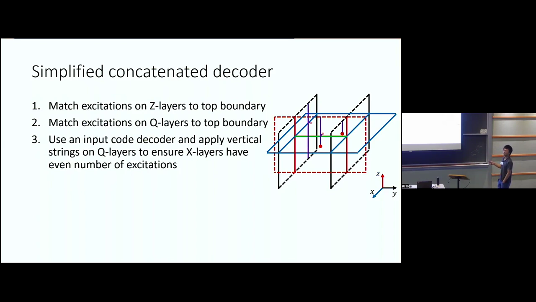So this is the part where we have to invoke the input code decoder. All of the X layers that have an odd number of excitations, we can treat as a syndrome of the input code, because that's a subset of the X checks. So we give that syndrome to an input code decoder, which will output back some correction, which is a subset of qubits. Then on those Q layers, we apply a vertical line for all those qubits in the correction. You can show that after you do that, there will always be an even number of excitations on every X layer. And then we just match them up to get rid of that syndrome.